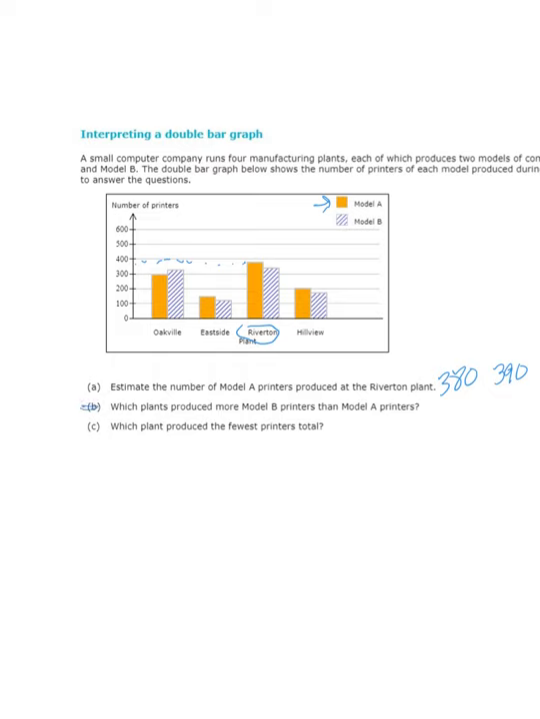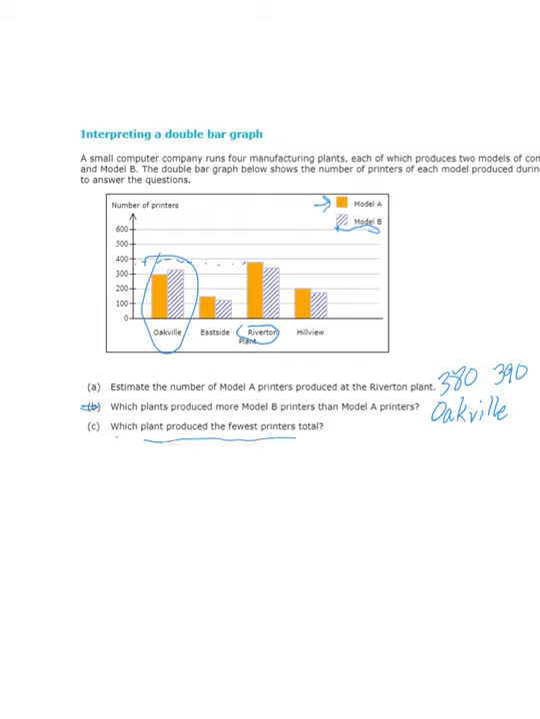Next question. Which plants produce more Model B printers than Model A printers? Okay, so which plants do Model B? Model B is the dashed column. So which ones have a dashed column bigger than the gold column? And there's the only one. So I would say Oakville is the only time that happens.